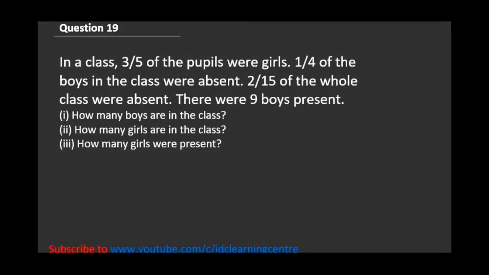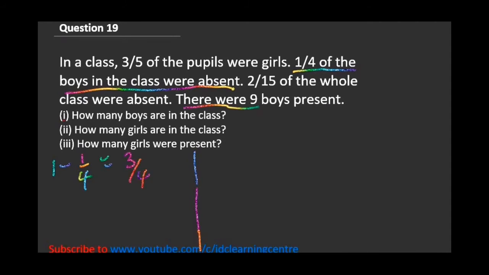Okay. In a class, 3/5 of the pupils were girls. 1/4 of the boys in the class were absent. 2 out of 15 of the whole class were absent. There were 9 boys present. How many boys are in the class? Okay, so let's look for the number of boys in the class. If 1/4 of the boys in the class were absent, let's find the fraction that will be present. 1 minus 1/4 will give me 3/4.